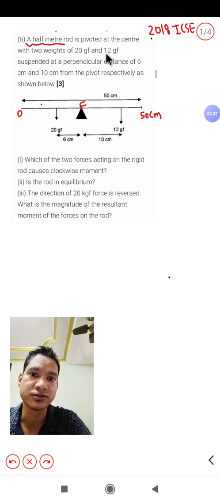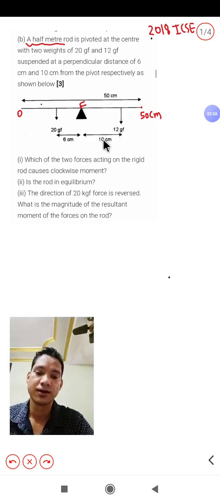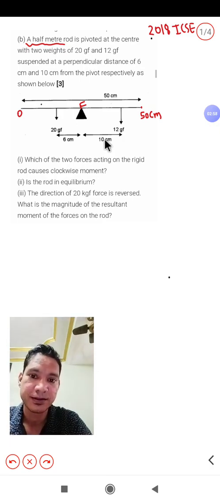Two weights, 20 gf and 12 gf, are suspended at distances of 6 centimeter and 10 centimeter from the pivot respectively, as shown below. 20 gf at a distance of 6 centimeter from the fulcrum and 12 gram force at a distance of 10 centimeter from the fulcrum. We need to calculate which of the two forces acting on the rigid rod causes clockwise movement.